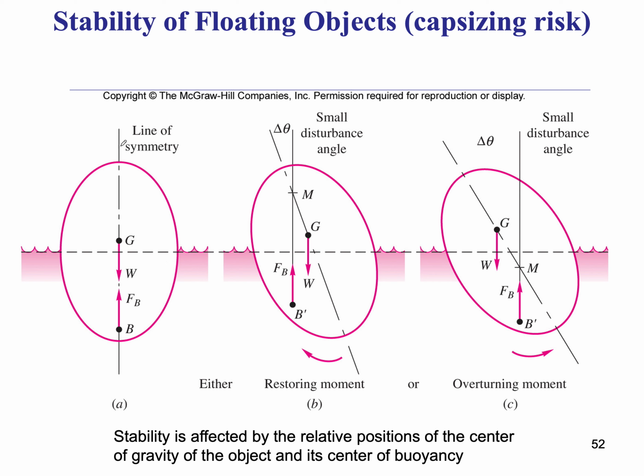So let's consider this oval, the pink shape, to be a ship. That's a cross section of a ship that's in the ocean. It's partially submerged, as you can see, and in this position, the weight of the whole thing acts on the center of gravity, and the buoyancy force acts on the center of volume of the submerged volume. So this is the center of buoyancy B.